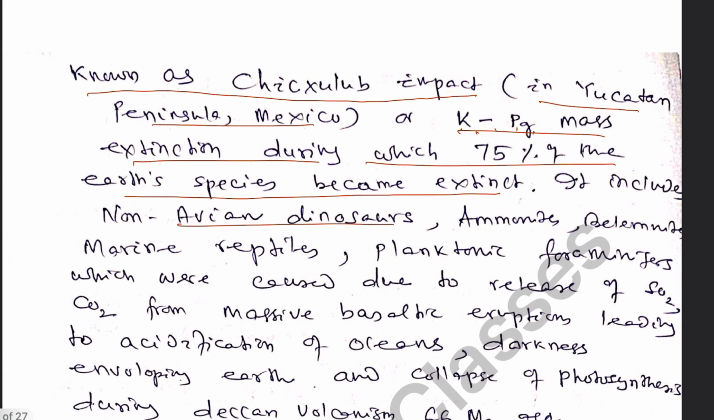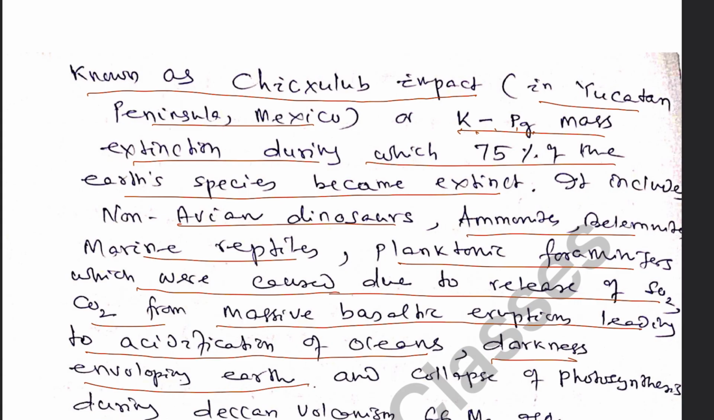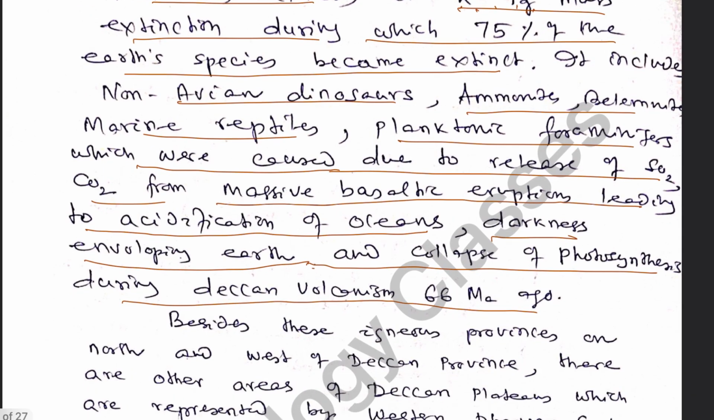It includes the non-avian dinosaurs, ammonites, belemnites, marine reptiles, foraminifers, which were caused due to release of sulfur dioxide, carbon dioxide from the massive basaltic eruptions, leading to acidification of the oceans, darkness enveloping the earth for a pretty long time, and collapse of photosynthesis during the Deccan volcanism 66 million years ago. And this led to stop in photosynthesis, so the herbivores became extinct. The acidification of the oceans caused large-scale extinction of marine fauna.